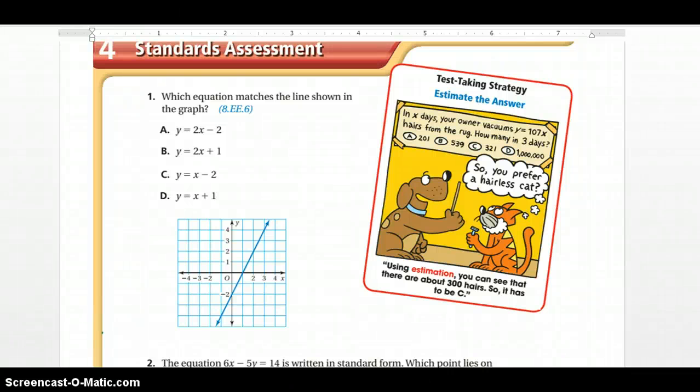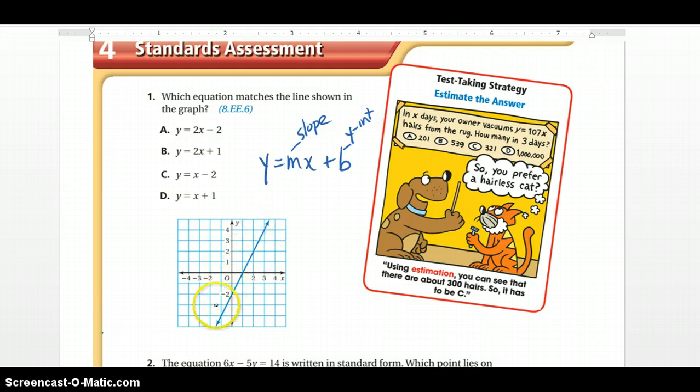Standards Assessment, page 197 to 199. Number 1. Which equation matches the line shown on the graph? Well, here's your line, and as we know, we always want to think about y equals mx plus b. We know that m is slope and that b is our y-intercept.